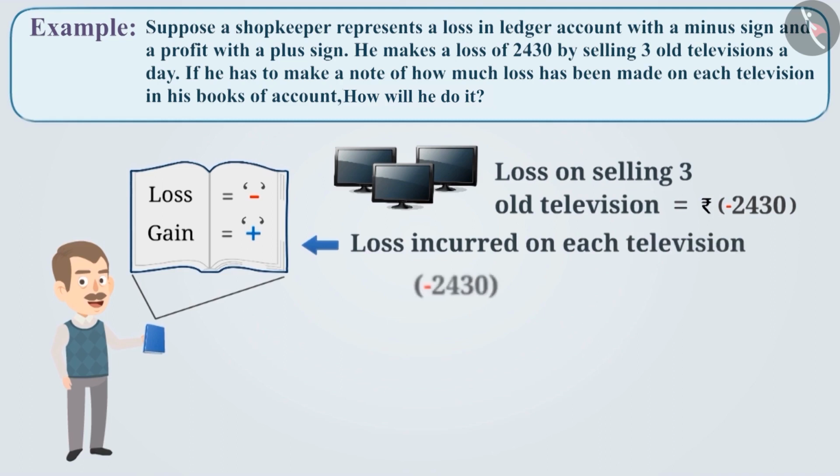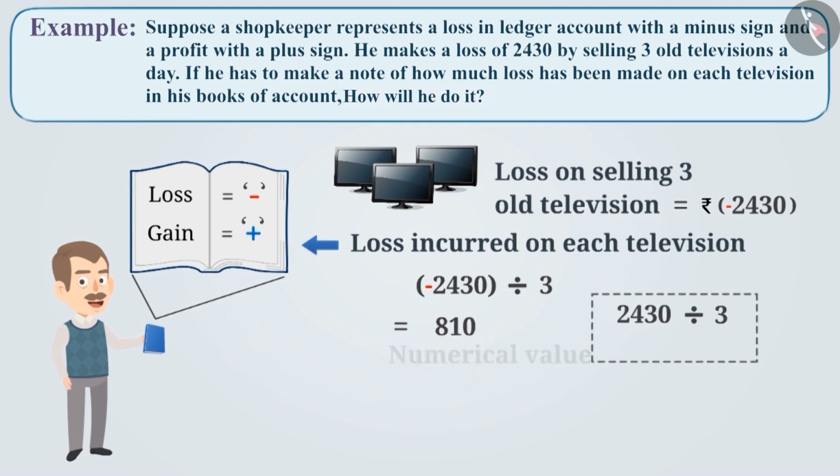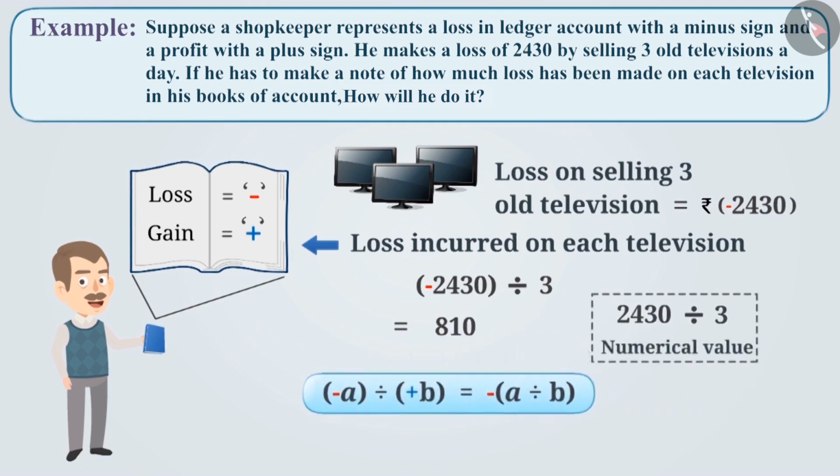For that, we will divide minus 2,430 by 3. To obtain the quotient, first we divide the numerical value of the integers, that is the value without the sign. Doing so, we get the numerical value of the quotient as 810. As you may know, the quotient obtained by dividing a negative integer by a positive integer is negative. Therefore, when minus 2,430 is divided by 3, the quotient will be minus 810.